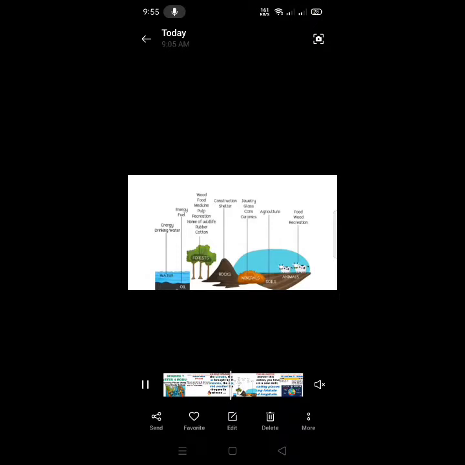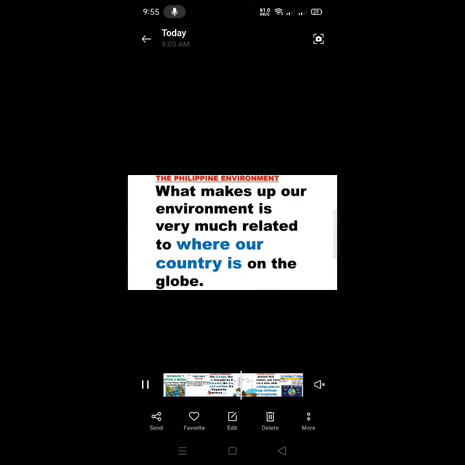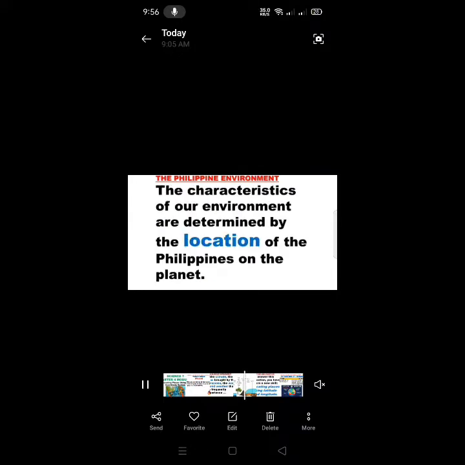The water, oil, the forest, the rocks, minerals, soils and animals are all parts of the Philippine environment. All these things that we find in our surroundings and all the natural phenomena that we observe are not due to some random luck or accident. What makes up our environment is very much related to where our country is on the globe. The characteristics of our environment are determined by the location of the Philippines on the planet.